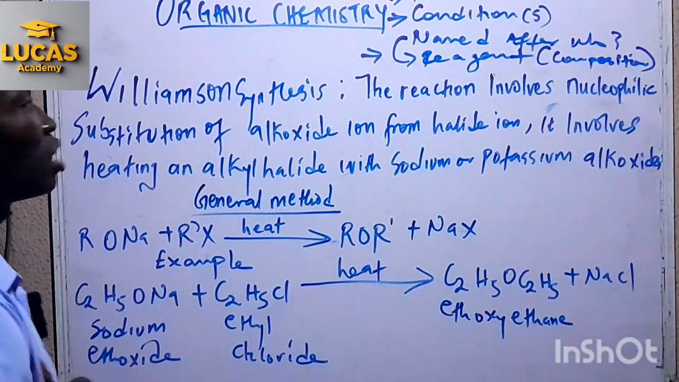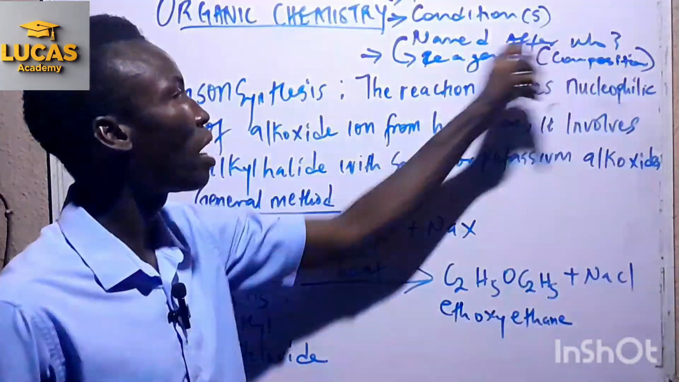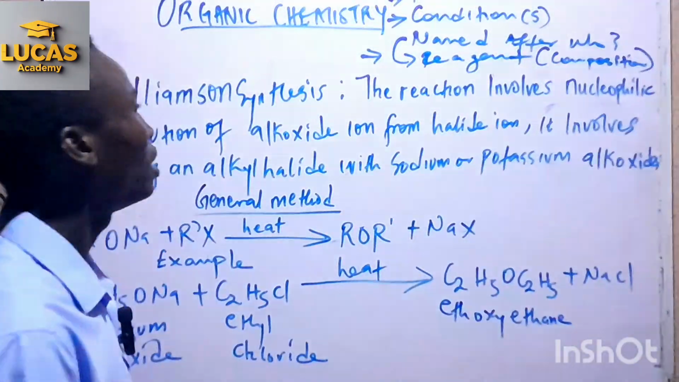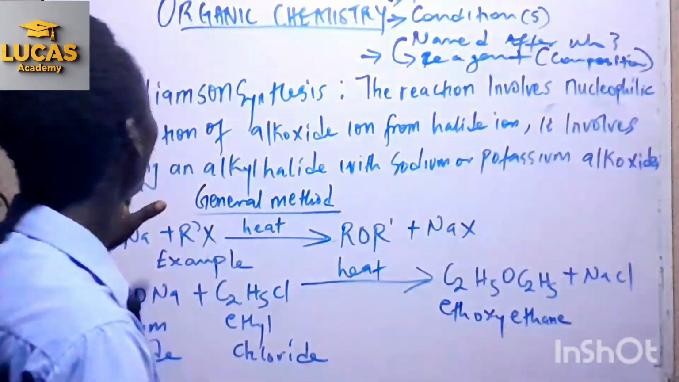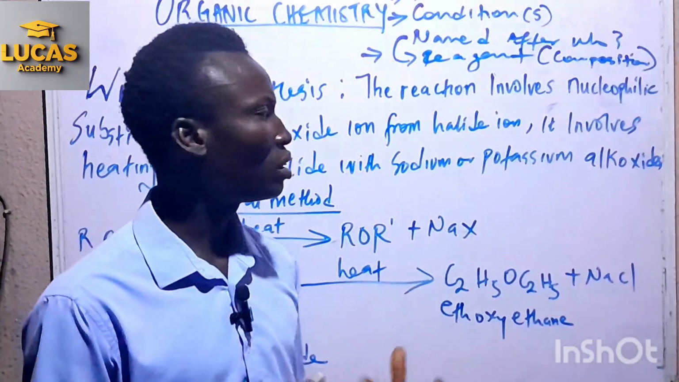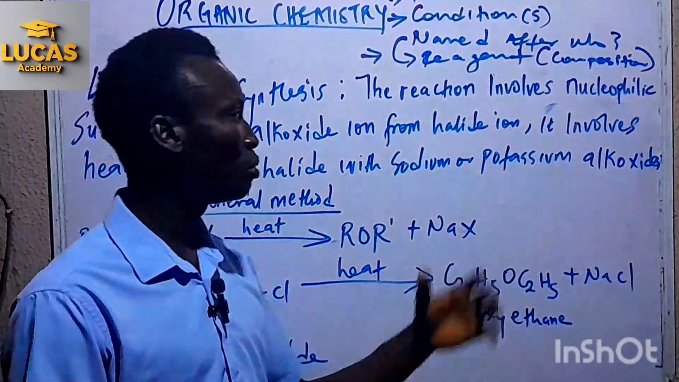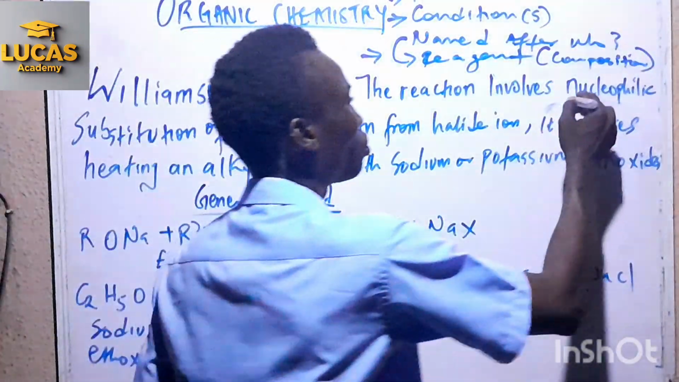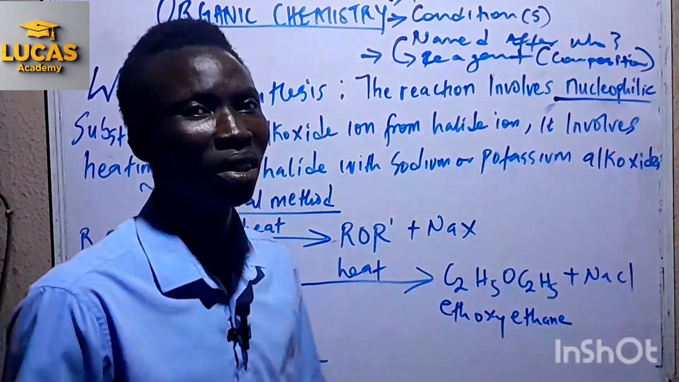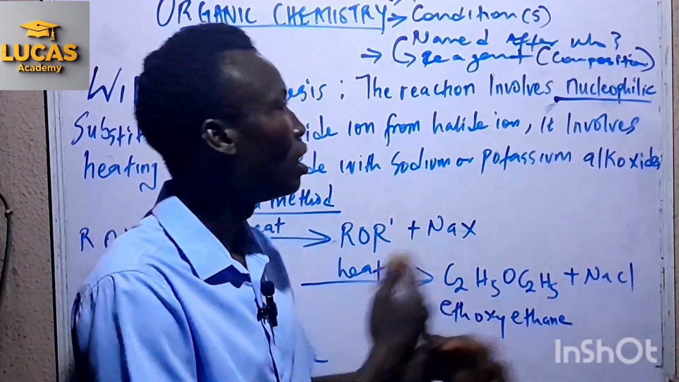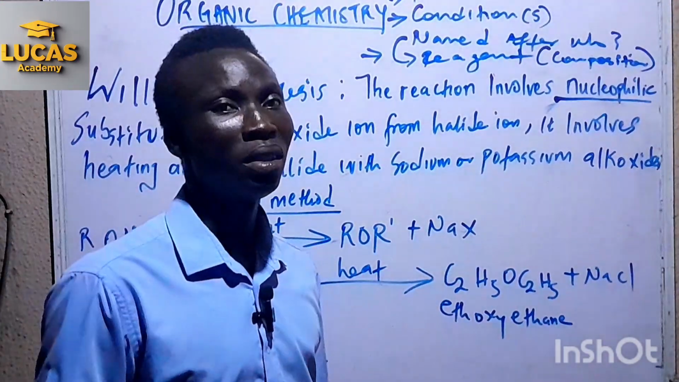So we have what we call the Williamson synthesis. That is named after who? Williamson. Okay. The reaction involves nucleophilic substitution. There are some terms that we use here. You have to understand what they are all about. If you don't understand the terms, then what is the use? What is what we call nucleophilic? The word nucleophilic simply means lover of electrons. That is what it simply means there.